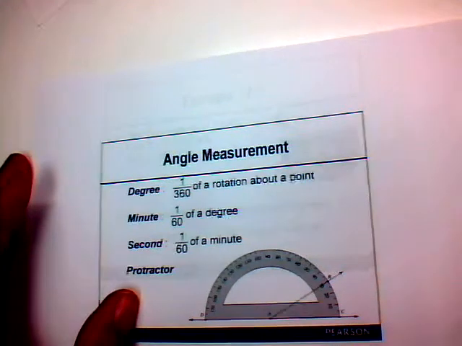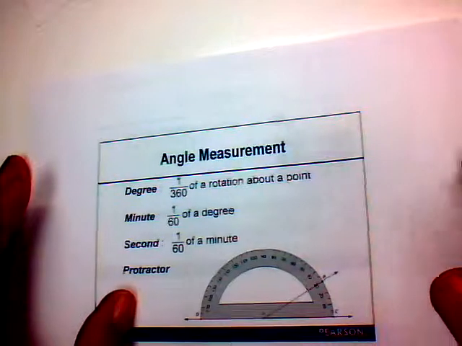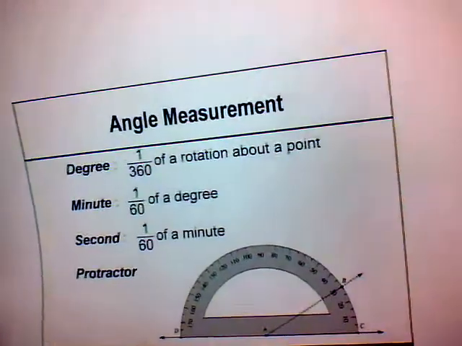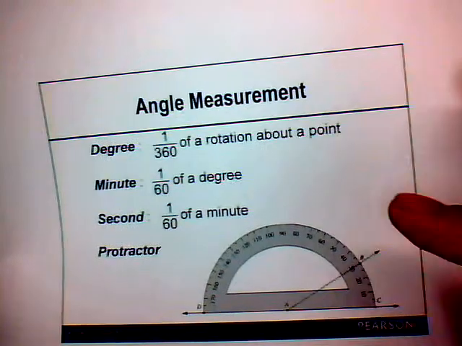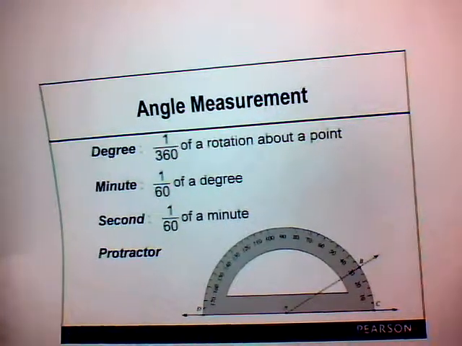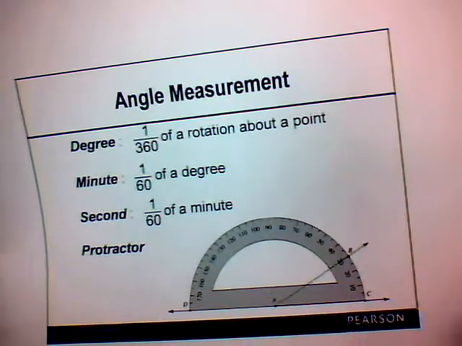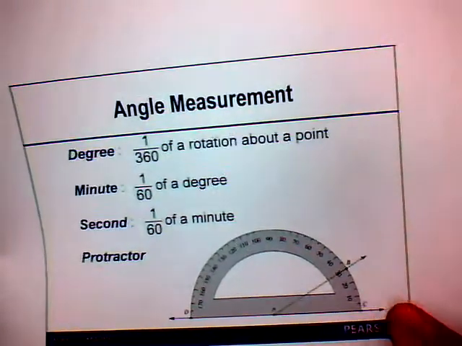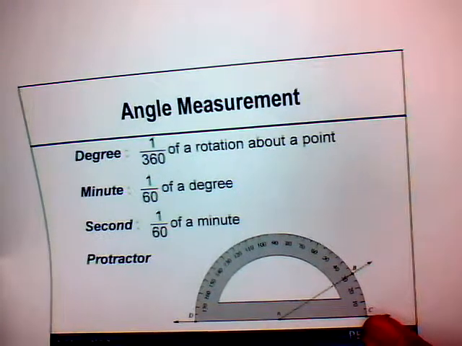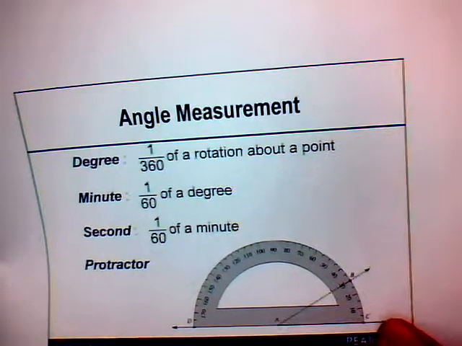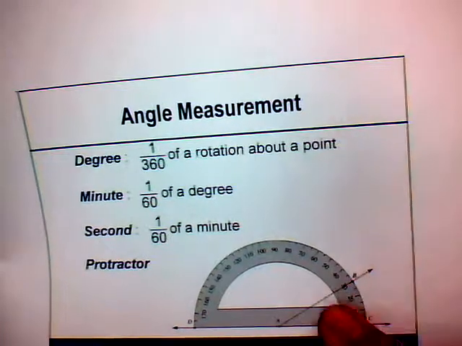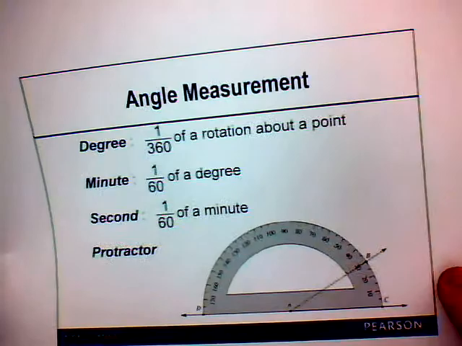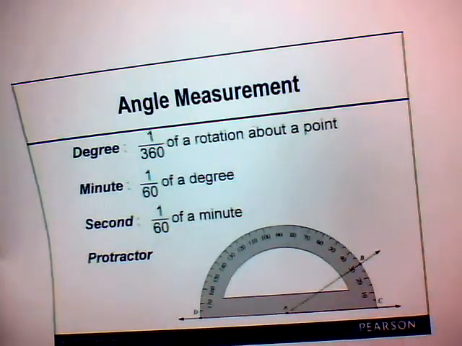We can measure angles in degrees, minutes, and seconds, and the instrument we use to measure an angle is a protractor. Here you see an illustration of what a protractor looks like. You place the 0 on one side of the angle, which is side AC, and then read the measurement from the other side, AB, which in this case is 30 degrees.